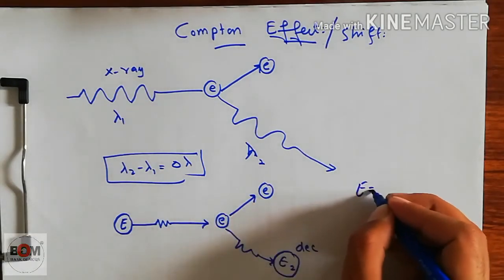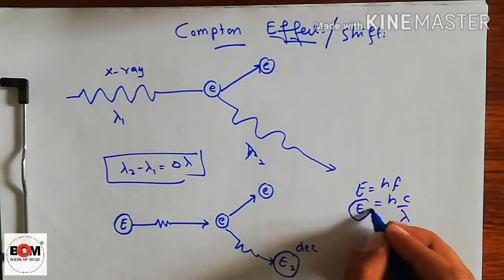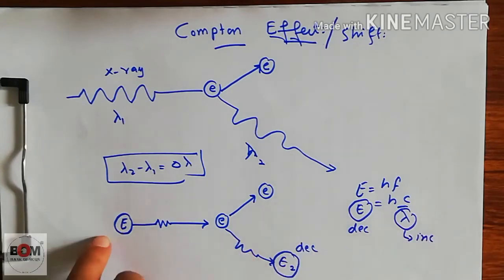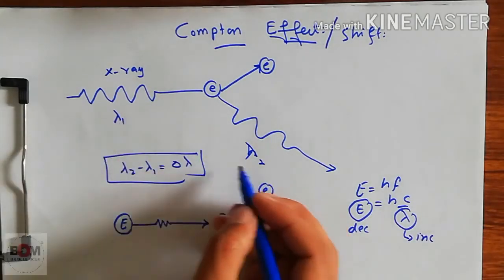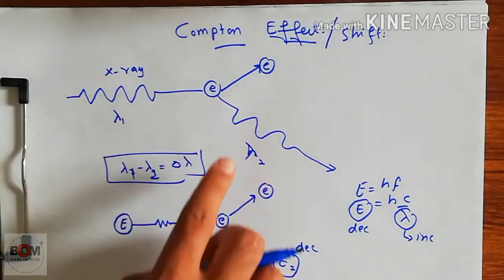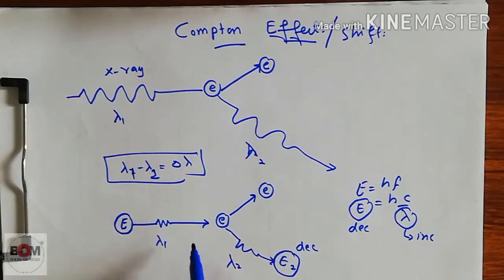So we know that E is equal to hf, or E is equal to hc divided by lambda. If E decreases, then the wavelength increases. So in this case, we have lambda 1 and lambda 2. If it hits the electron, its wavelength will increase. This is lambda 2 and this is lambda 1. So if it hits the electron, its wavelength will increase and energy will decrease. This change in wavelength is called the Compton shift or Compton effect.